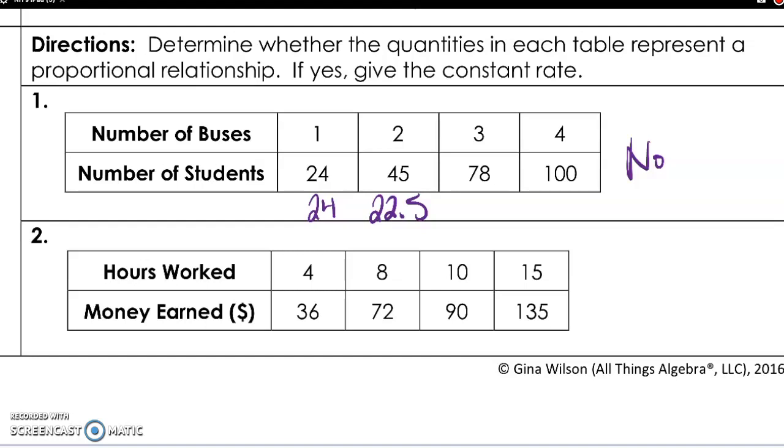So 36 divided by 4 is 9. 72 divided by 8 is 9. 90 divided by 10 is 9.